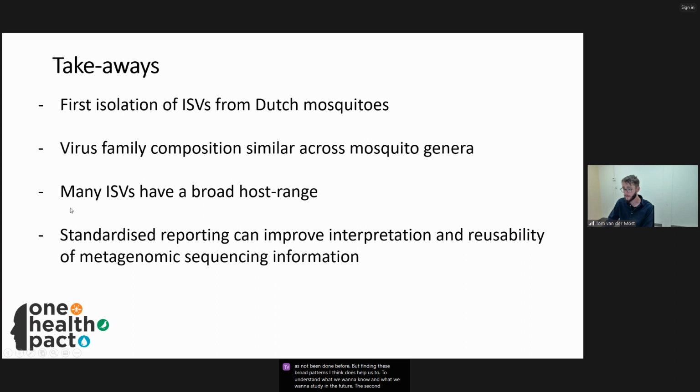The second thing is we find that insect-specific viruses seem to have a very broad host range, or at least a lot of them seem to have a broad host range, which says something about the way these viruses are likely to be transmitted. Finally, I want to propose a standardized reporting format, helping researchers to easily interpret and reuse data from metagenomic sequencing information without having to reanalyze the data themselves.